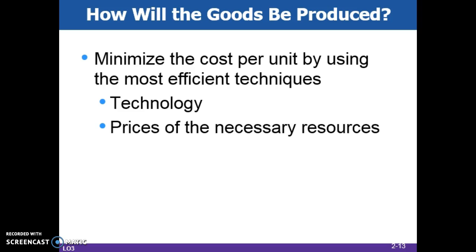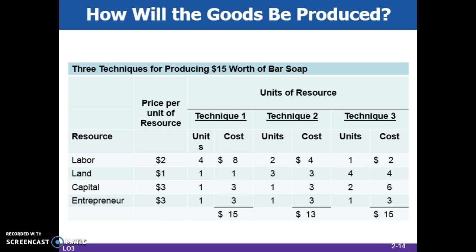The second question of how will the goods be produced is also profit-driven, but more so from the cost perspective. When firms face competition, the market forces the producers to use the most efficient production techniques. Otherwise, the firm will be driven out of business with their high costs. The combination of technology and the prices of the required resources determines the most efficient production technique. The producer will rationally choose the least costly method because it is this method that leads to the greatest profit.